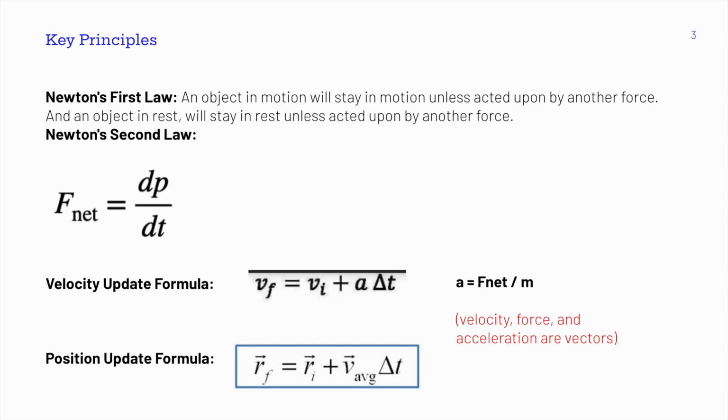The key principles to take in here are Newton's first law, which states that an object in motion will stay in motion unless acted upon by another force. And the same applies when the object is at rest. It will stay at rest unless acted upon by another force. We also used Newton's second law, which is most important here, as we modify it to get the velocity update formula and the position update formula shown here. We also have to note that acceleration can be written as F_net over m, which is essential in this experiment as we are defining F_net to be 0. And you must also note that velocity, force, and acceleration are vectors in this equation.